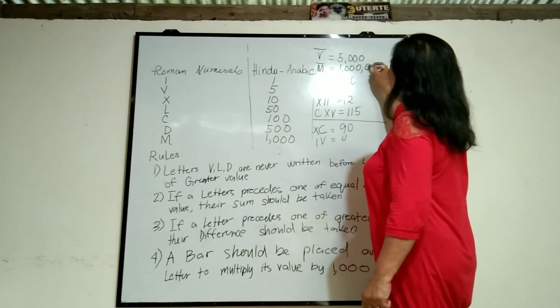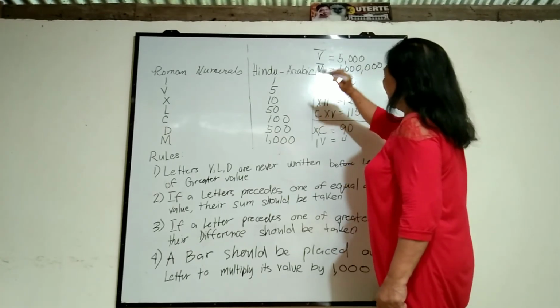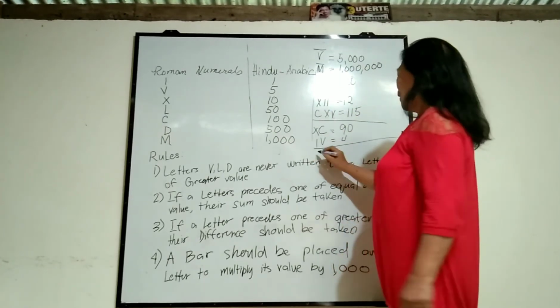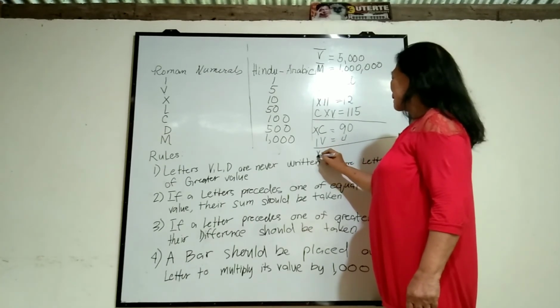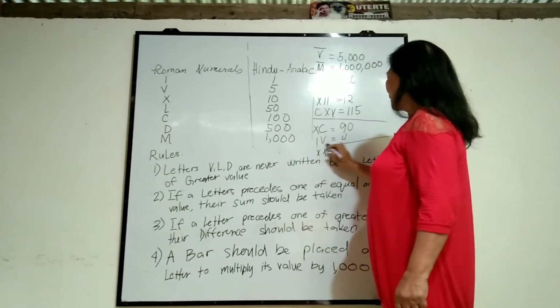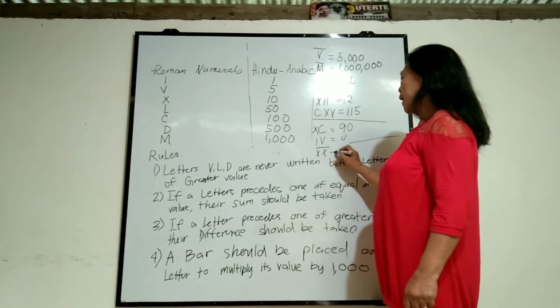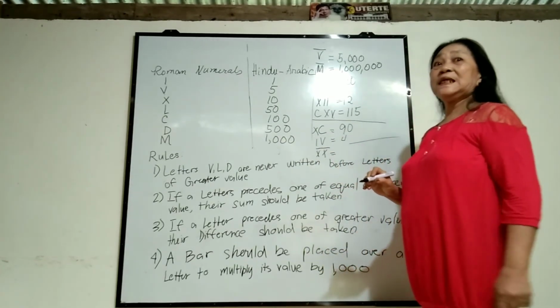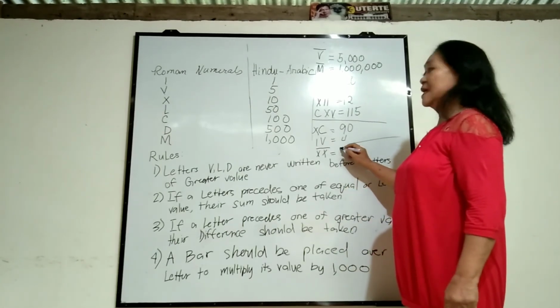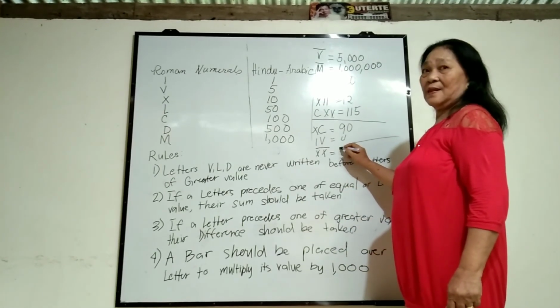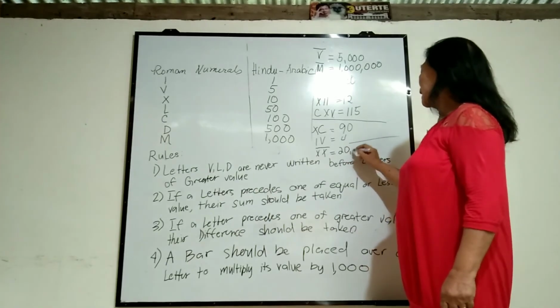1 million. And if you have there X with a bar, so this is already 20,000. So this is 20,000.